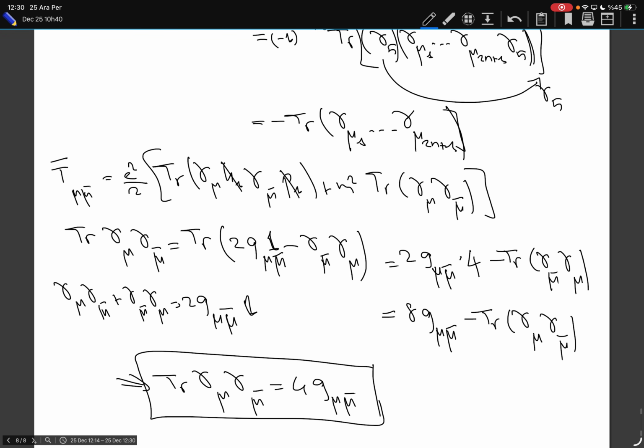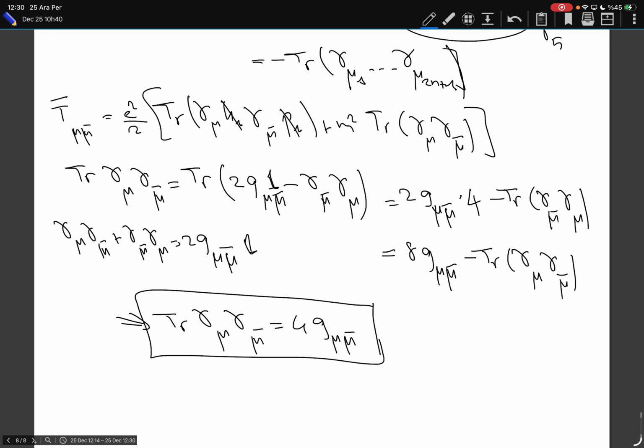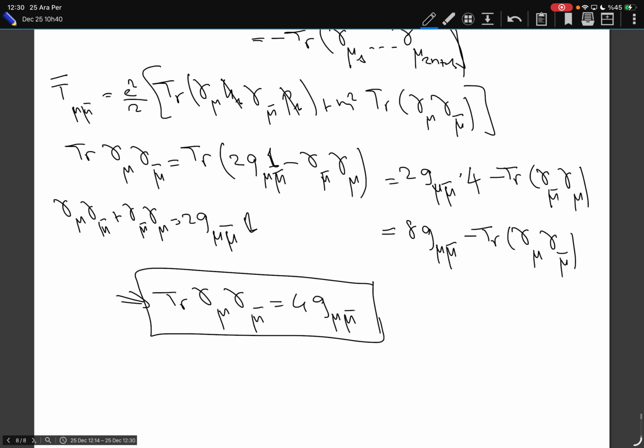For a larger number of gamma matrices, the trick will be essentially the same. You see, K1 slash is just K1 alpha gamma alpha. P1 slash is again just P1 beta gamma beta, if you like. So I need the trace of gamma mu, gamma alpha, gamma mu bar, gamma beta.